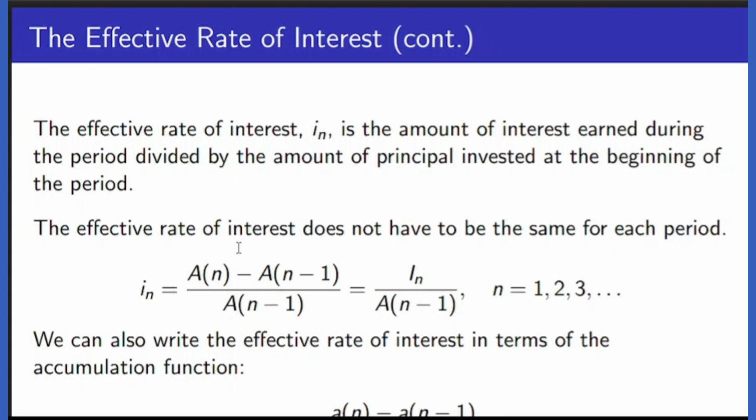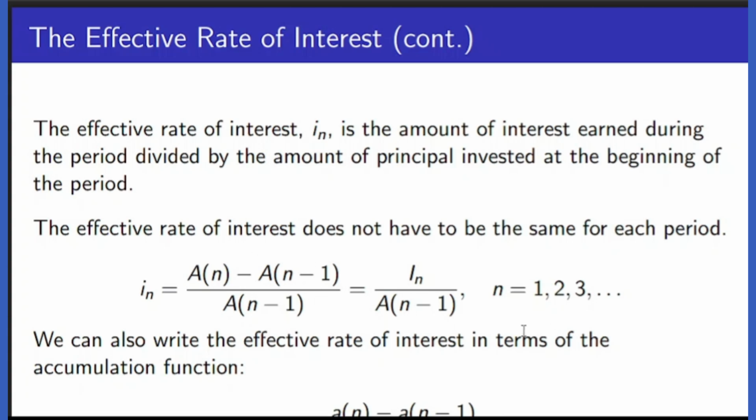The effective rate of interest is not necessarily the same for each period. So this is at time n. The effective rate of interest at time 1 might not be the same at time 2, and might not be the same at time 3.